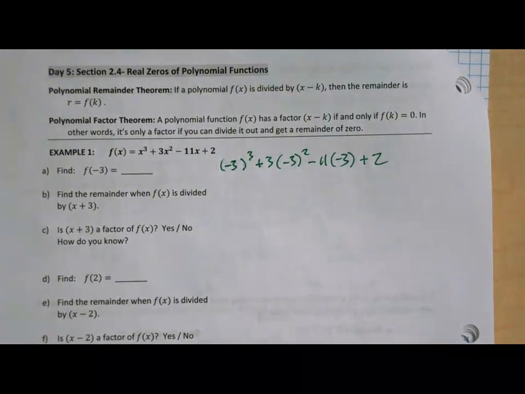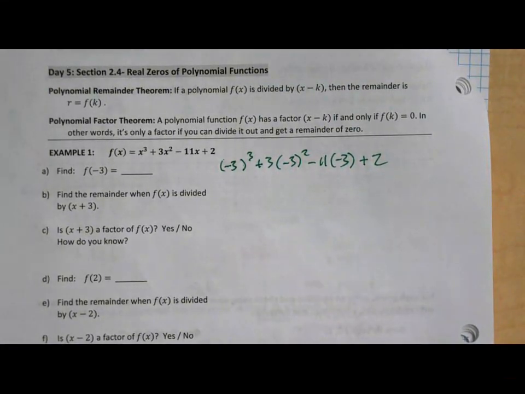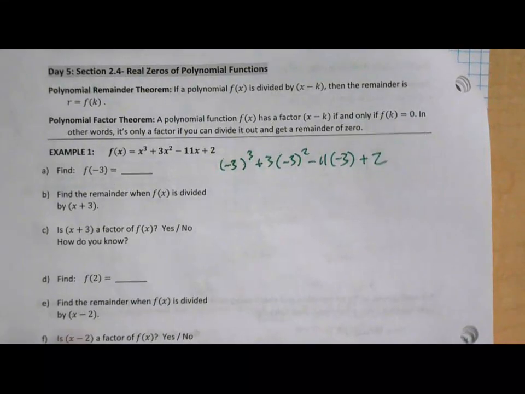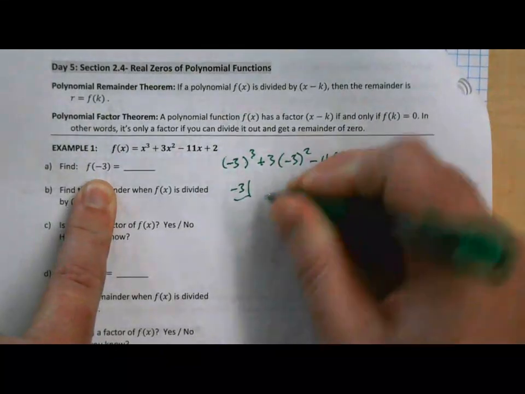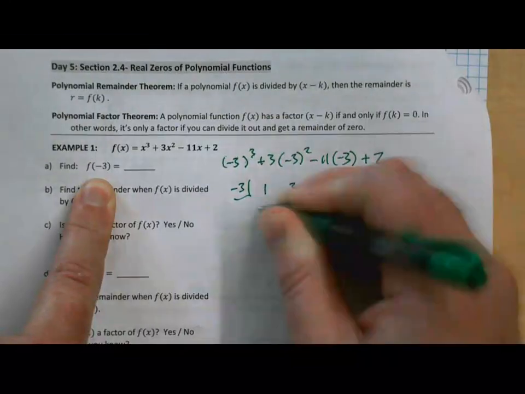All right, so everybody got an answer? Still working? Okay, don't tell me what the answer is. I'm going to get the same answer, I hope, but I'm going to do it a different way. You guys ready? Watch this. I'm going to find f of negative 3 for this polynomial. So I want to plug in negative 3 to the polynomial that has coefficients 1, 3, negative 11, and 2.